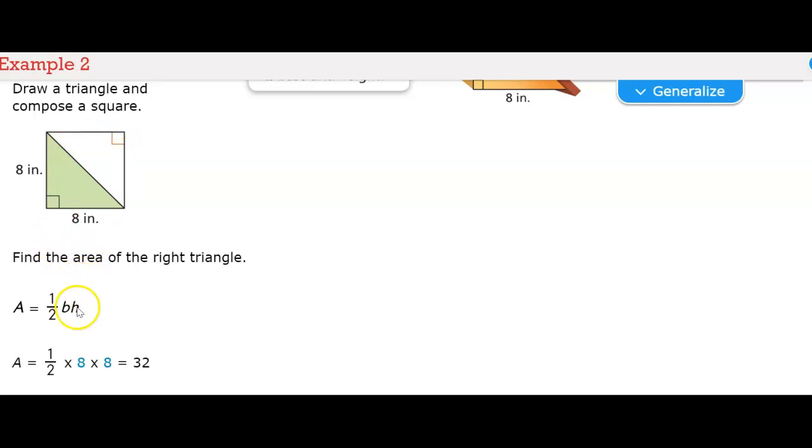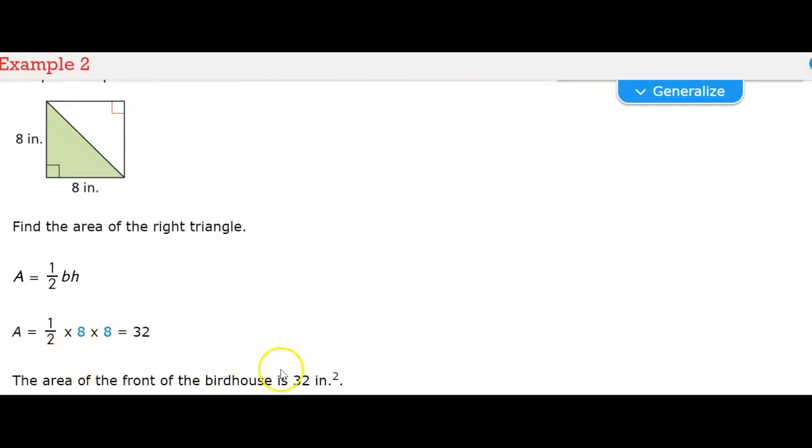So to find the area of that right triangle, you do area equals 1/2 times base times height. Again, whenever the variables are close together, all of it is being multiplied. So as you see here, it's 1/2 times 8 times 8 is equal to 32. 8 times 8 would be 64, and then times half would be 64 divided by 2, and that equals 32. So the area of the front of the birdhouse is 32 inches squared.